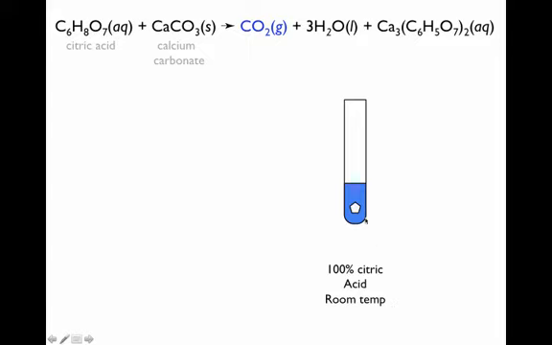And basically what you're going to do is use a stopwatch or a clock or a timer on your phone, and measure how long it takes for all of the carbon dioxide bubbles to be produced. And that is going to be a measure of how fast this reaction takes place. The amount of time that it takes for all of the carbon dioxide to be produced is going to be your reference.